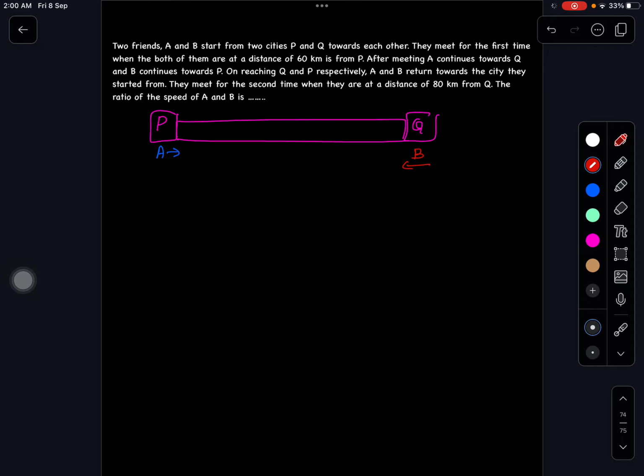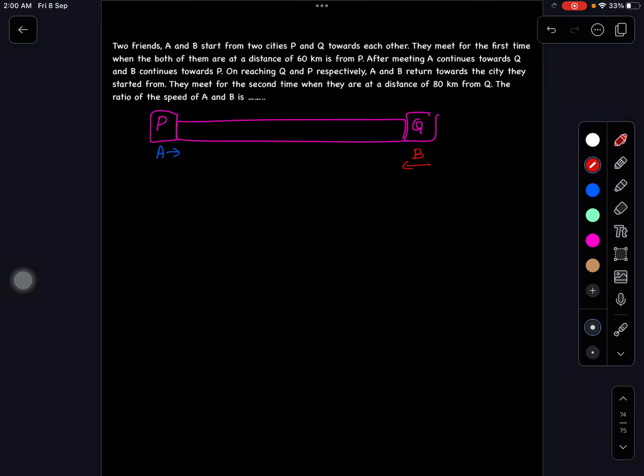On reaching Q and P respectively, these two people return back, and then they keep moving to the opposite cities. They meet for the second time when they are at a distance of 80 kilometers from Q. The ratio of speed of A and B is what? So this problem also can be solved in a couple of methods.